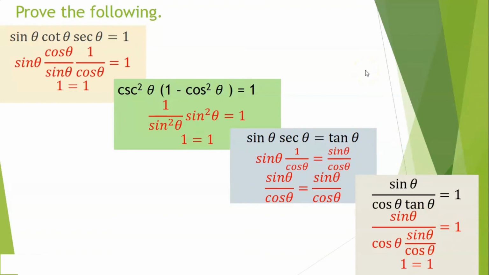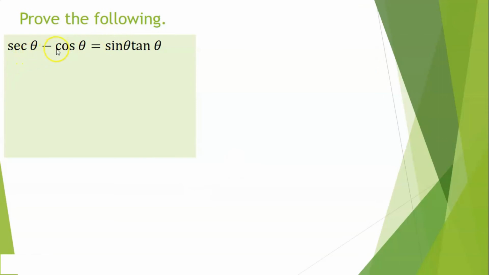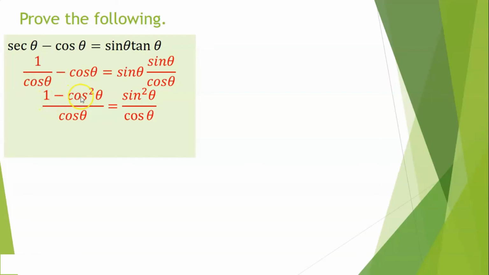Okay, another example. Secant theta minus cosine theta is equal to sine theta tangent theta. Now for secant, the reciprocal identity is 1 over cosine theta. This is as is. Sine theta as is. For tangent, the quotient identity is sine over cosine. Now simplifying this, we will have 1 minus cosine squared, and sine times sine is sine squared theta. Now take note, 1 minus cosine squared using Pythagorean identity is basically sine squared theta over cosine, which is exactly the same as the right side.